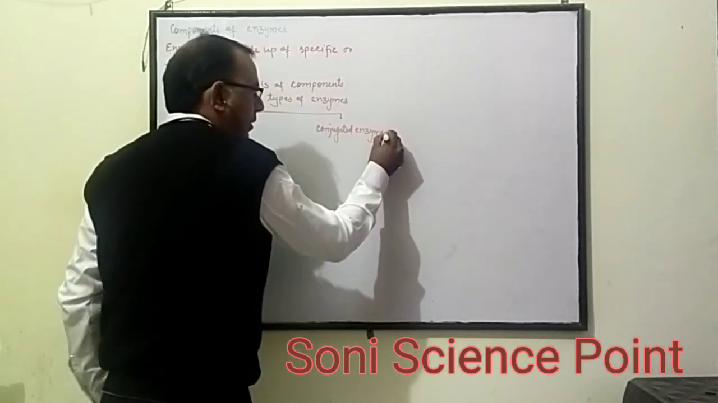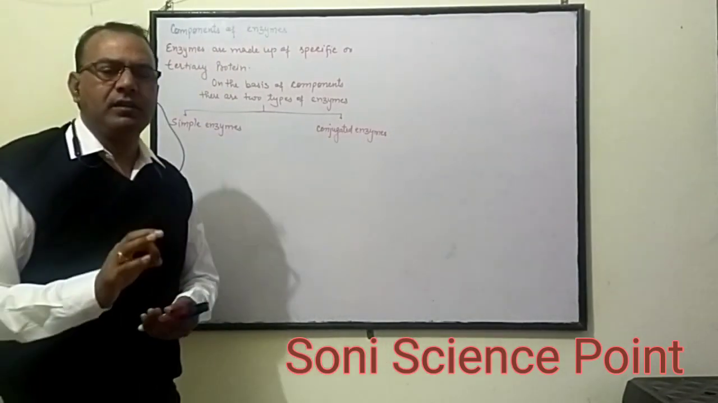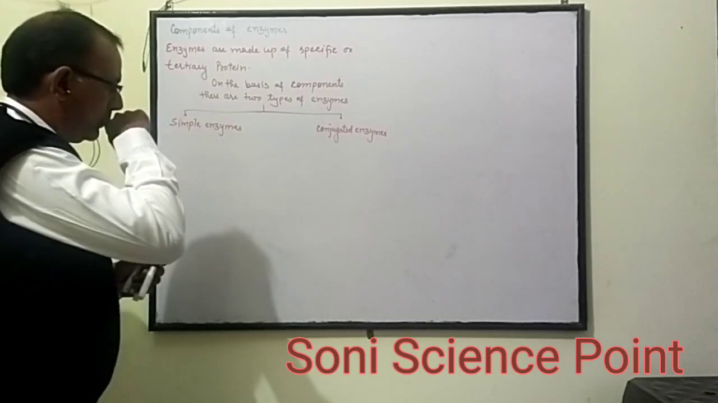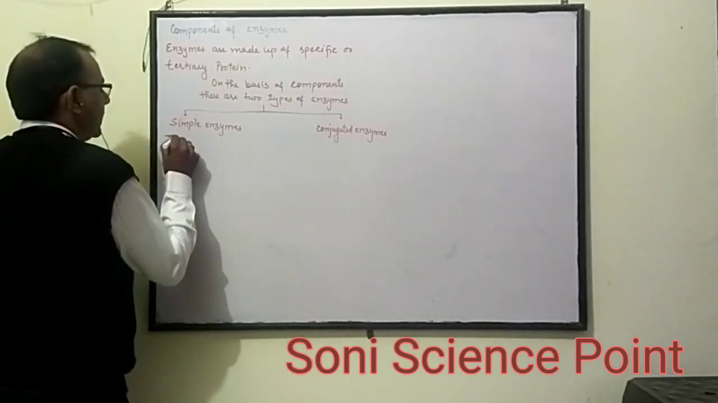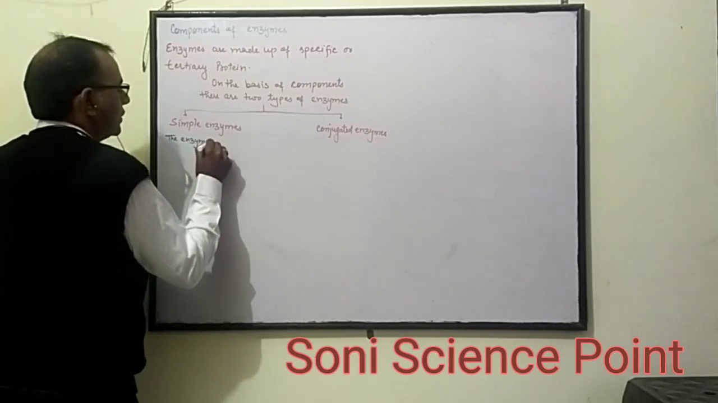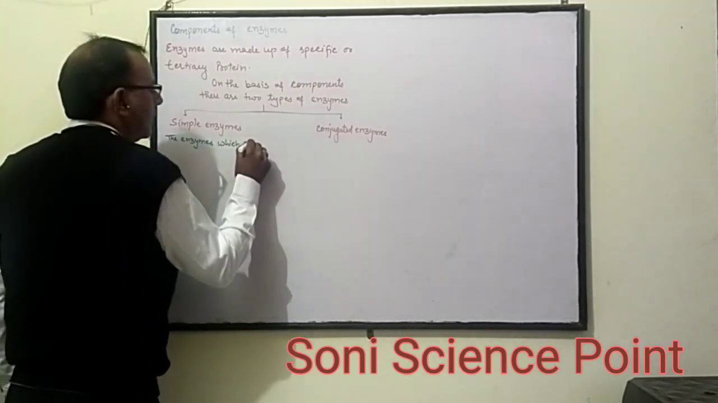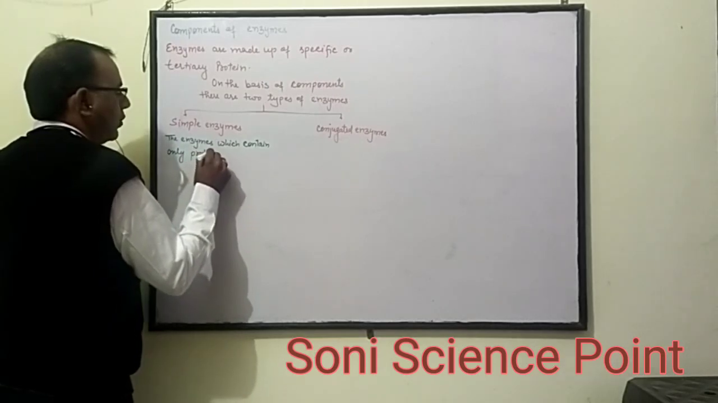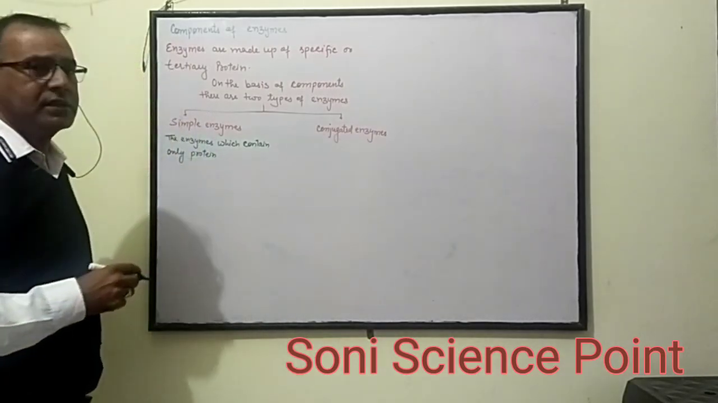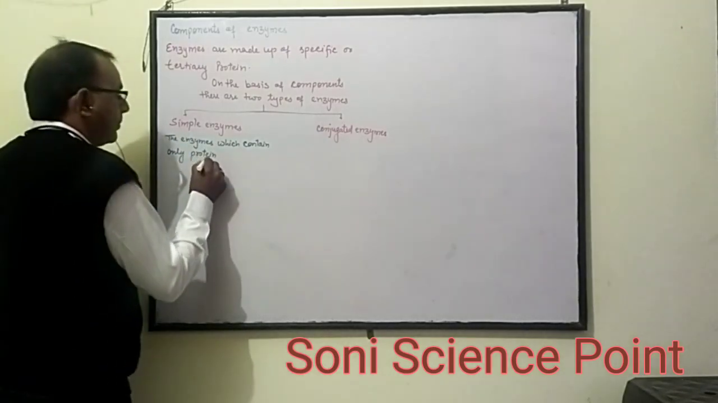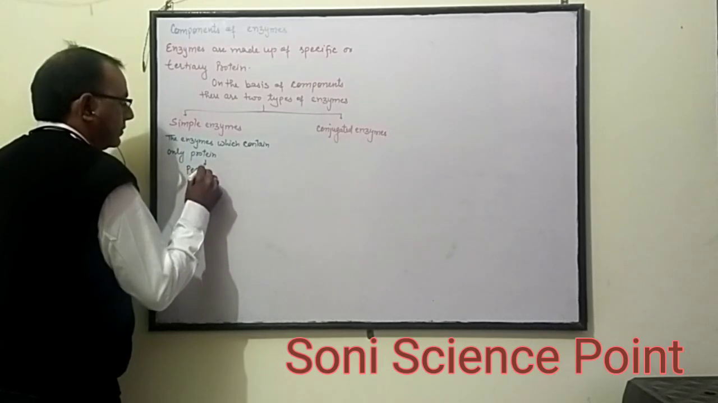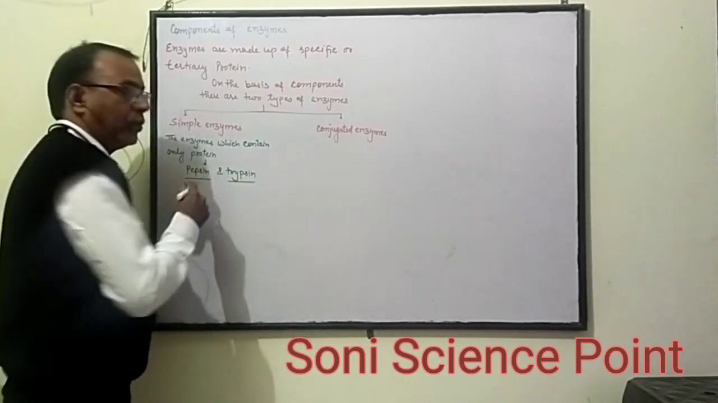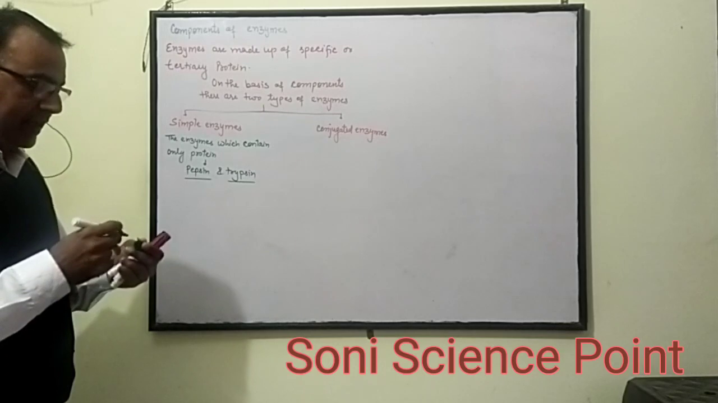If an enzyme contains only protein, and no other substance is present, that enzyme is called a simple enzyme. The enzyme which contains only protein, with no other substance added, is called a simple enzyme. For example, pepsin and trypsin. These enzymes contain only protein, so they are categorized as simple enzymes.